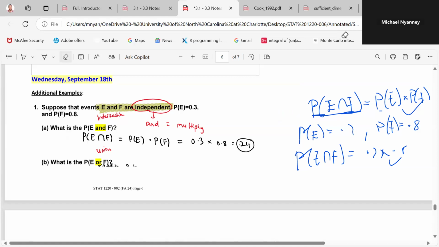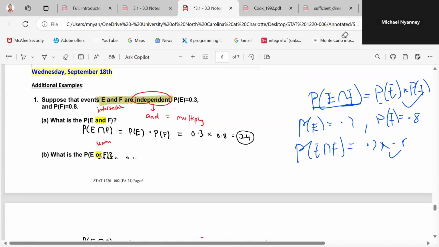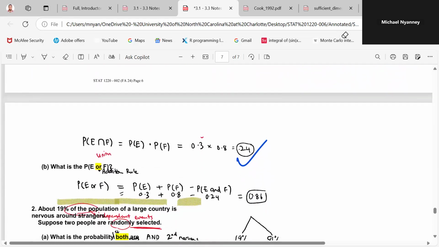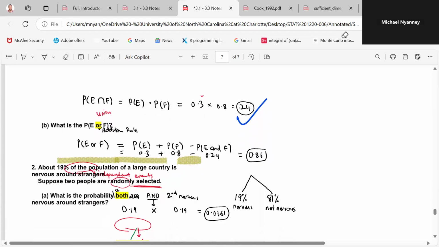That is the idea. I've worked it in a rough manner, but that is the whole idea. Then we want to find the probability of E or F. So we apply the additive rule. This is the first question: what is the probability of E or F? Note that you've already found the intersection from the first question, so apply the additive rule and you're good to go.